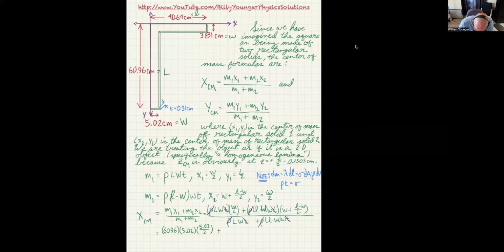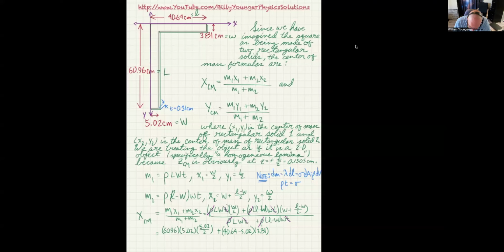Now I've got to do the same thing for the second rectangle, which is the one whose width is L minus W. In this case, I'm doing L minus W, which is 40.64 minus W, which is 5.02. So that's my L minus W. Now I've got to multiply that by my omega, and my omega is 3.81. Again, that's centimeters as well. So I got centimeters squared times then the x, which is another centimeter. So I'm going to have centimeters cubed over basically centimeters squared in the bottom, which you'll see in a second.